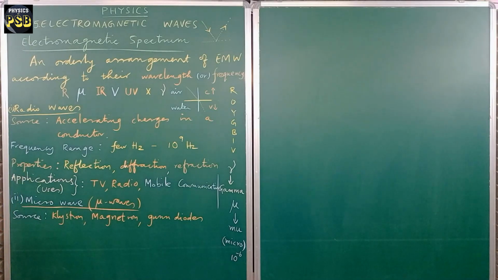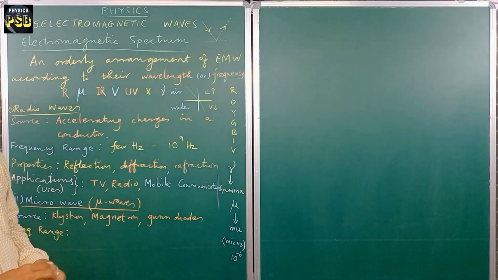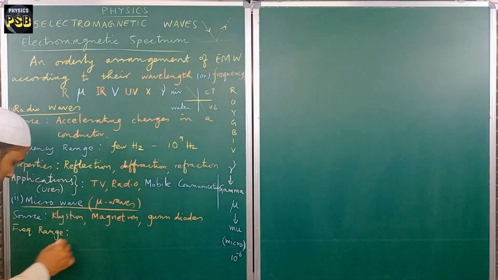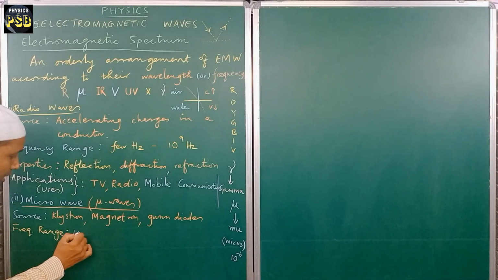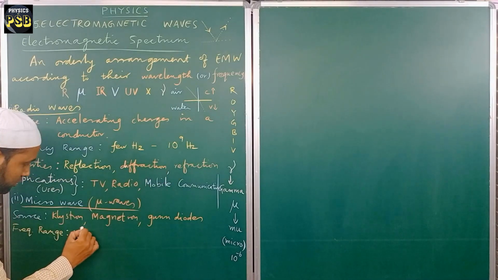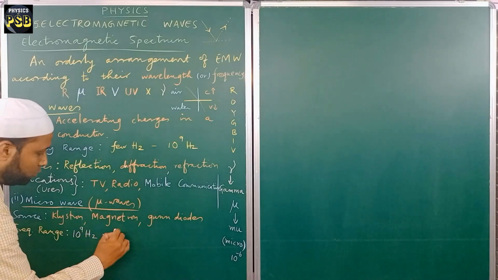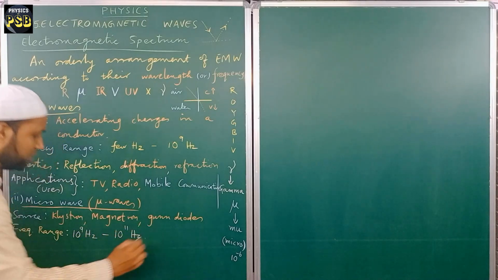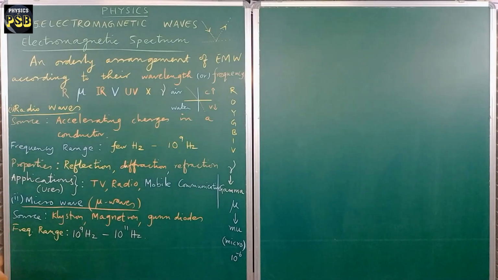Now, what is the frequency range of a microwave? The frequency of microwaves lies between 10 power 9 Hertz and 10 power 11 Hertz. Here it starts with 10 power 9 Hertz and goes up to 10 power 11 Hertz. This is the frequency range of microwaves. Understand?